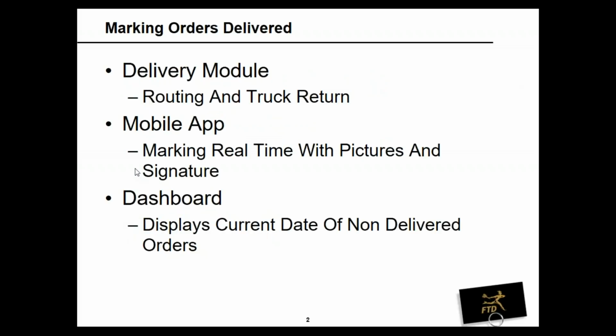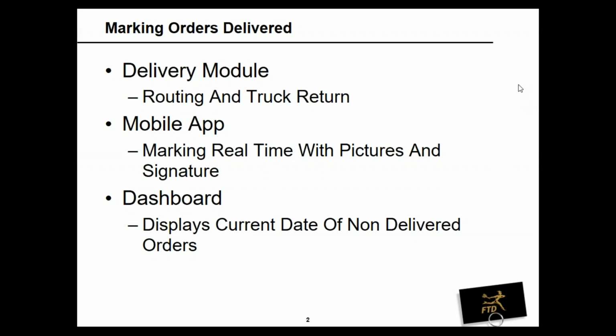There are several ways you can mark your orders delivered in the Mercury system. You can use the delivery module to route your orders and do a truck return. You can use the mobile app that lets you mark orders in real time with pictures and signatures. And you can also use the dashboard to quickly display current non-delivered items for the day and to mark them delivered.